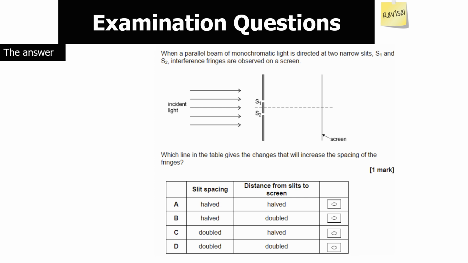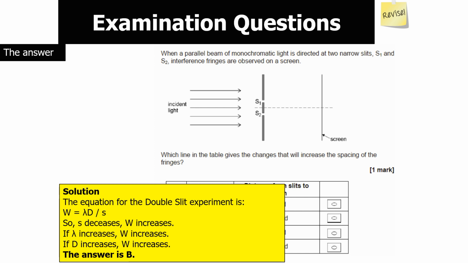Right, our answer for this one is B, because we know that for the double slit experiment, our equation is W is equal to lambda D over S. So this tells us that if S decreases, W will increase. If lambda increases, W will increase. And if D increases, W will increase. So the only correct combination is B.